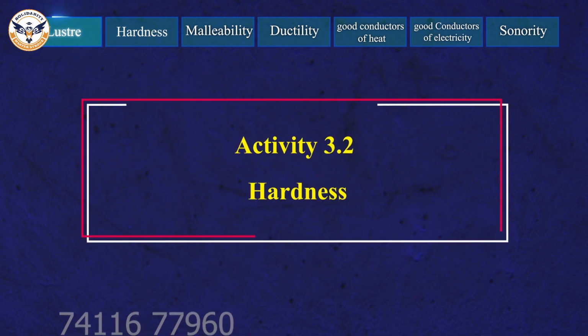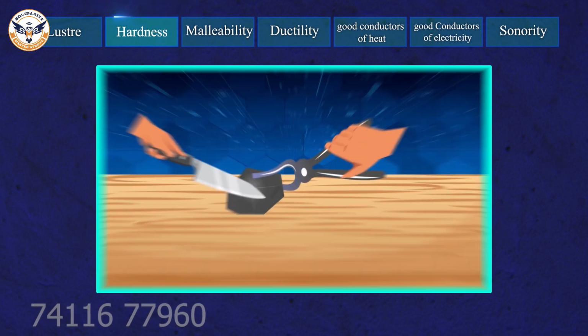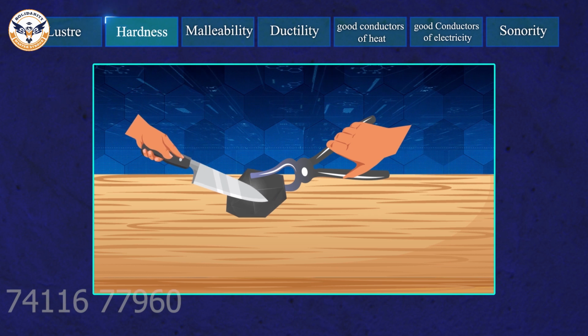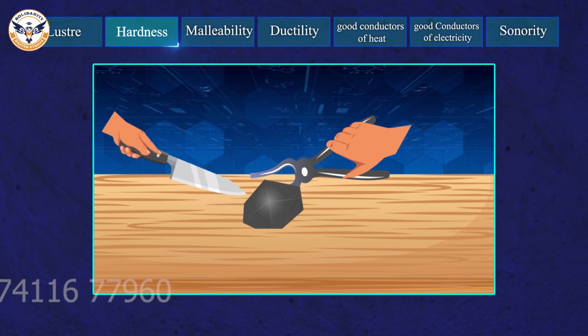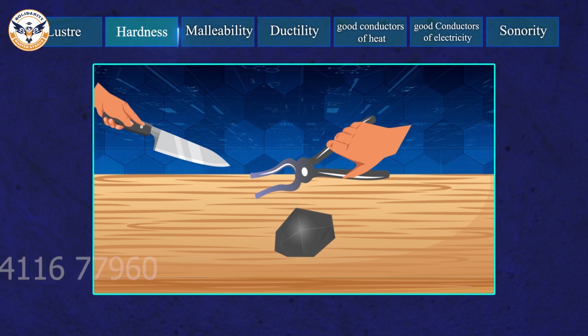Activity 3.2 to identify hardness of metals. Take small pieces of metal. Try to cut the metal with a sharp knife and note your observations. They are hard to cut. Generally, metals are hard in nature. However, this hardness varies from metal to metal.